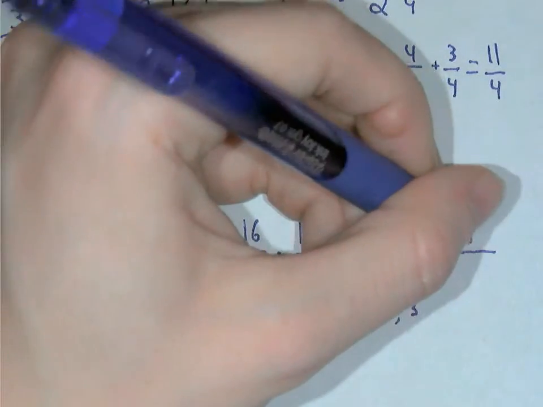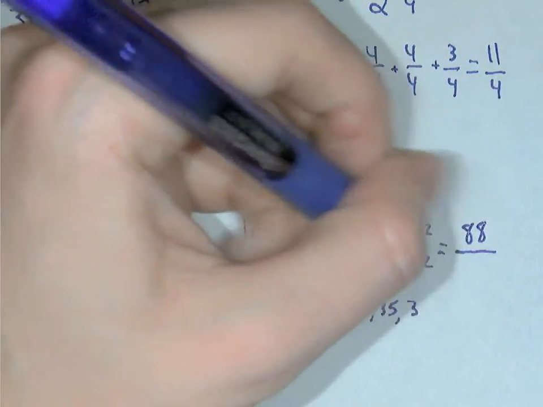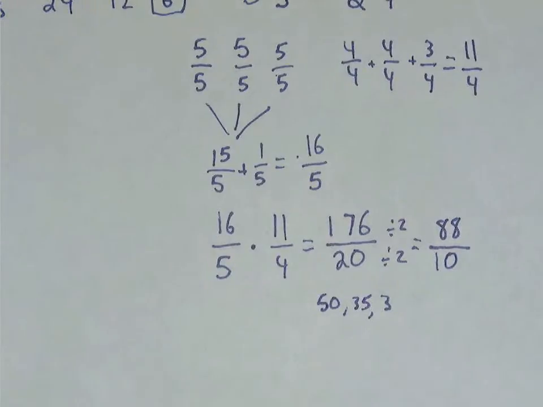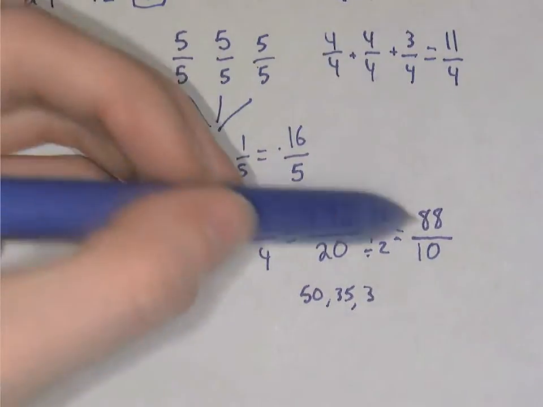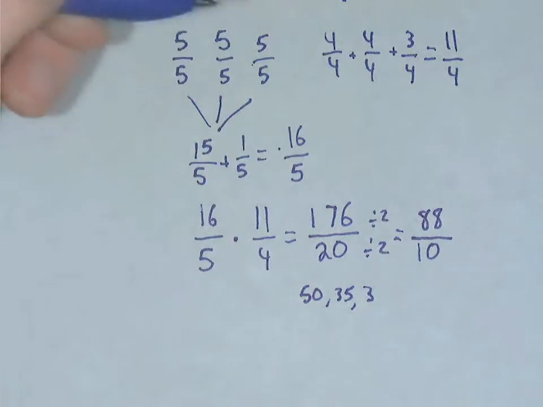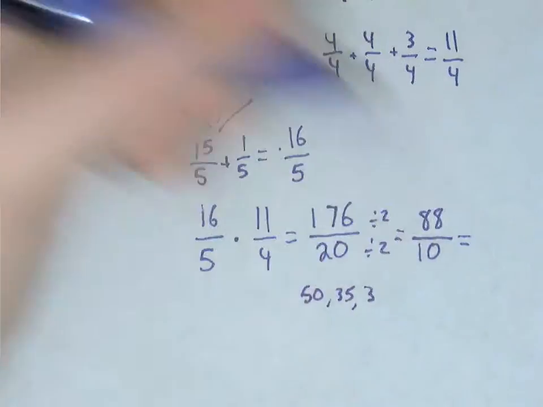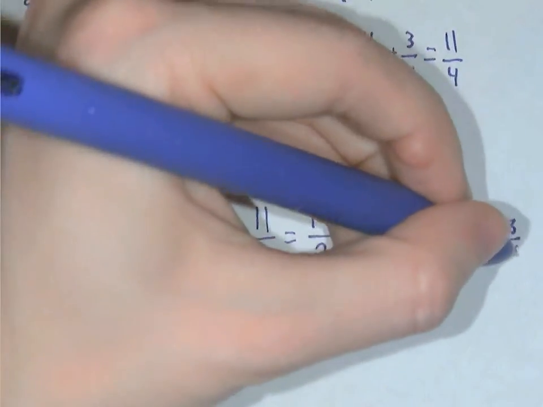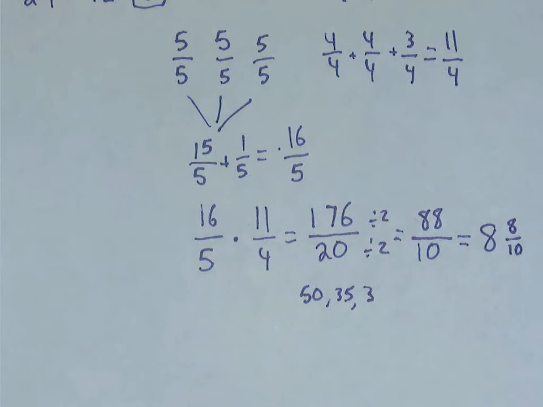So this is actually 88 over 20 divided by 2, which is 10. So 88 over 10, we can simplify that even more. And you probably see when you divide by 10 right away, you're saying, oh, that's 8.8, because 88 divided by 10 is 8.8, which is true. We can use that to write our mixed number, 8 and 8/10, because it's 8.8.